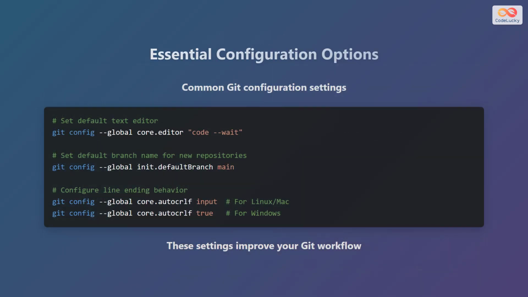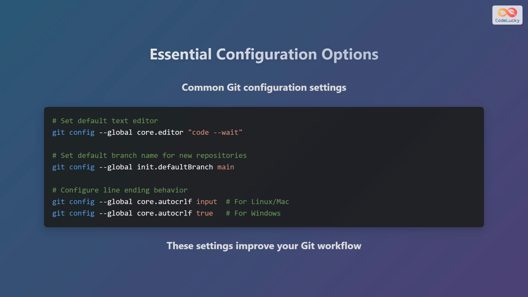Here are some essential Git configuration options that can greatly improve your workflow. First, you can set your default text editor, which Git will use for commit messages and other tasks. To set Visual Studio Code as your default editor, use the command git config --global core.editor "code --wait". Next, you can set the default branch name for new repositories. Setting it to main using git config --global init.defaultBranch main is increasingly common.